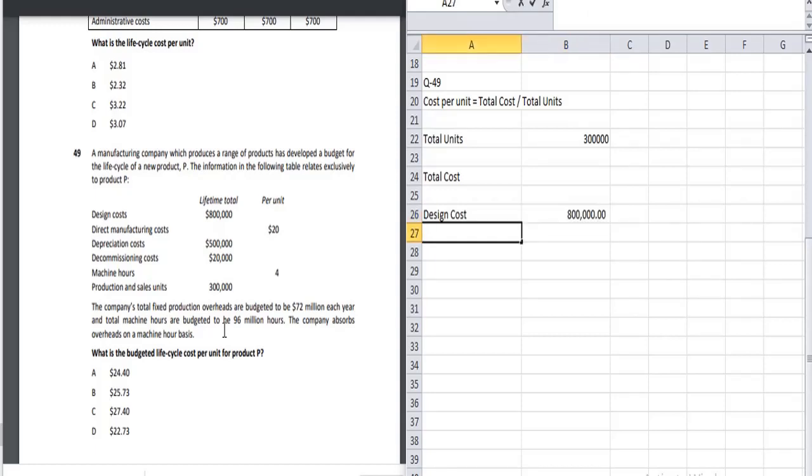Now direct manufacturing cost. It's given per unit, I think 20, so we have to multiply it with the respective units, and this one is in dollars. Now depreciation cost will also be included. Depreciation cost 500, 123. Decommissioning cost.